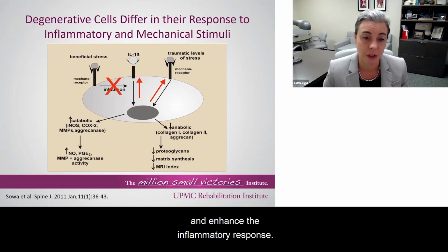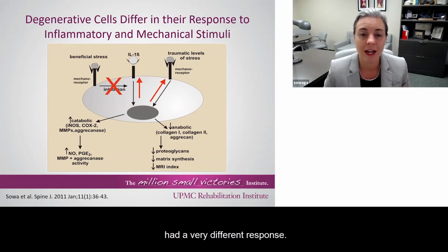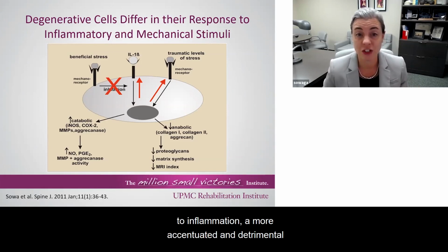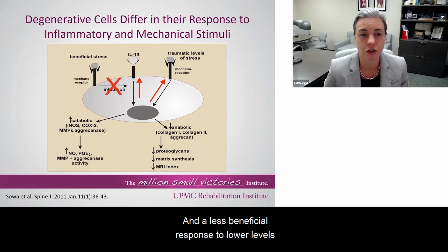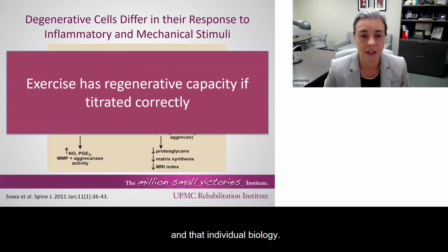enhance the inflammatory response. But what we also identified was that cells from patients with degenerative changes had a very different response and had a more accentuated response to inflammation, a more accentuated and detrimental response to traumatic levels of mechanical loading, and a less beneficial response to lower levels of mechanical loading. And so at the most basic level, what this told us was that mechanical loading can be both reparative and detrimental, but it depends on the stage of degeneration in that individual biology.